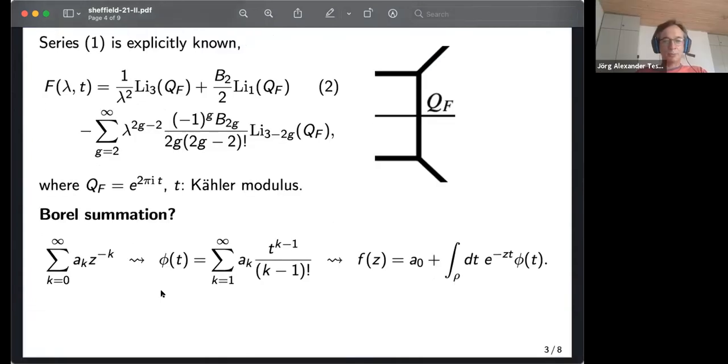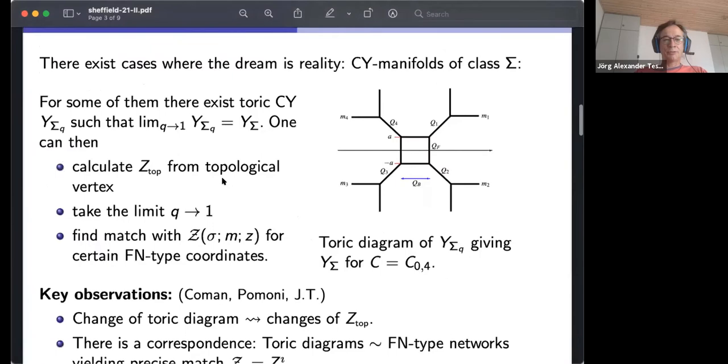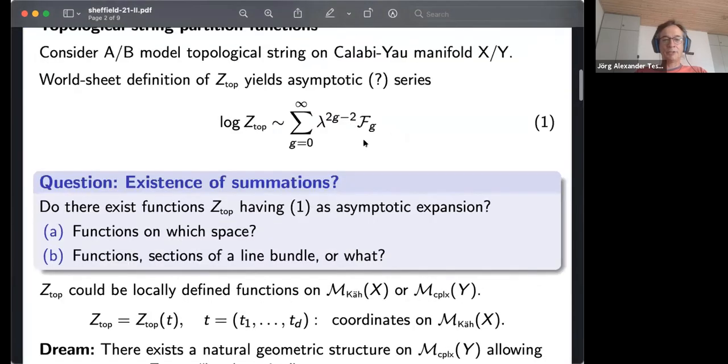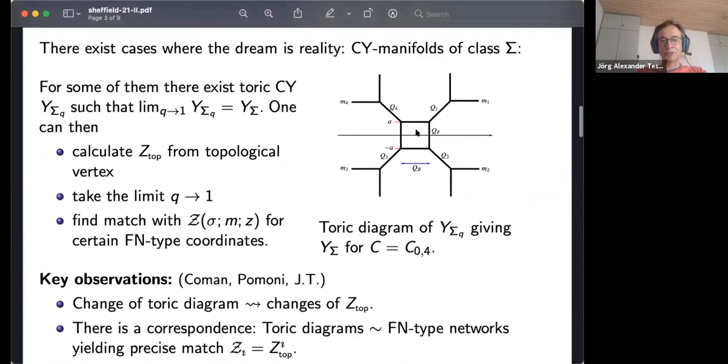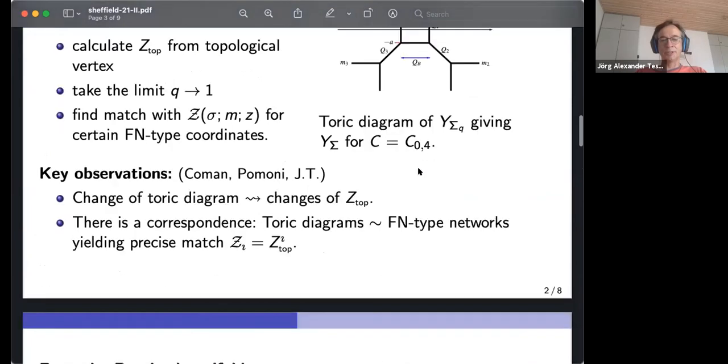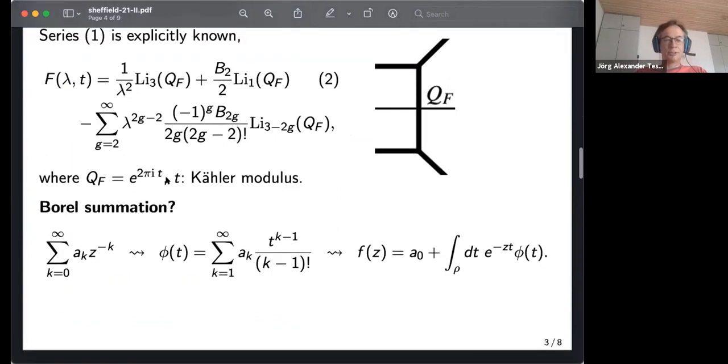Then I won't explain what Borel summation is, which most of you will know. What we know in the case of the resolved conifold is the explicit form of the expansion of the topological string. The F_g's are all explicitly known, and here you see the formula for them, which are functions of the Kähler parameter. You see the resolved conifold basically as a part of our toric diagram here. The toric diagram of the resolved conifold has one Kähler parameter, or rather an exponentiated Kähler parameter, and you can write the whole asymptotic series in terms of this.